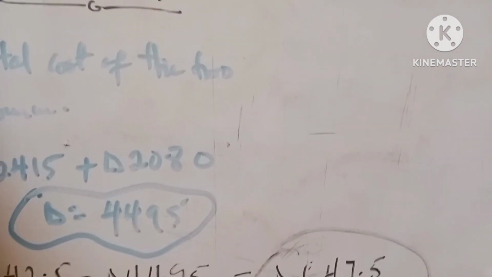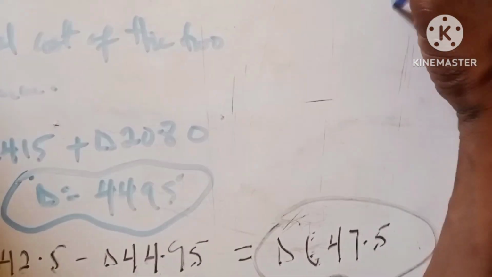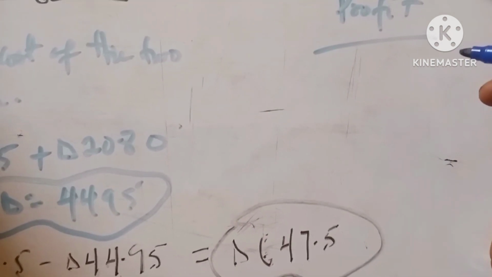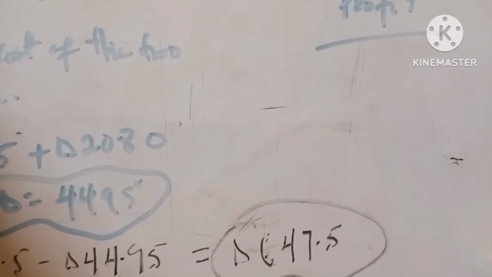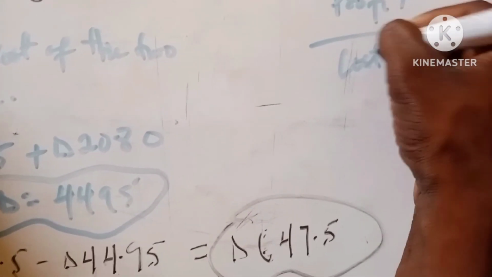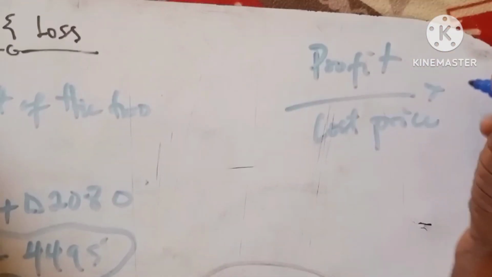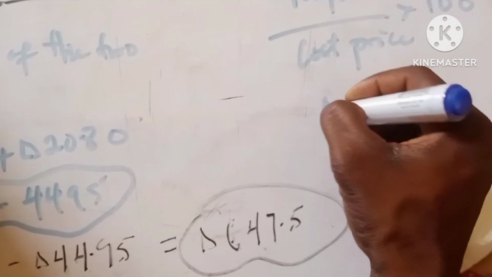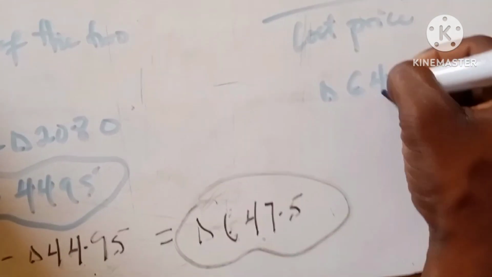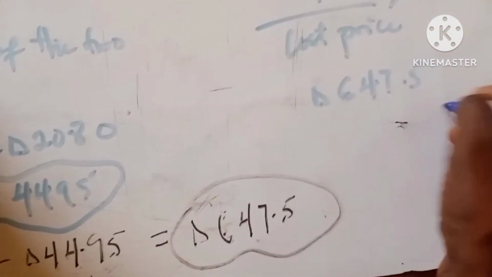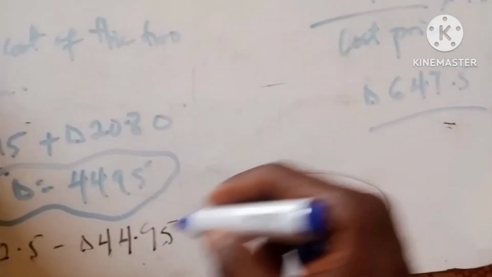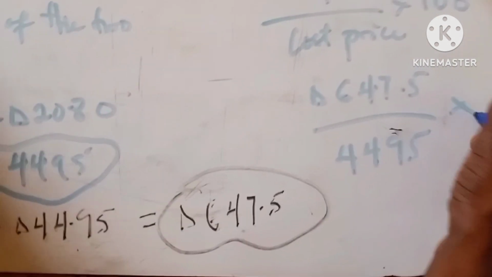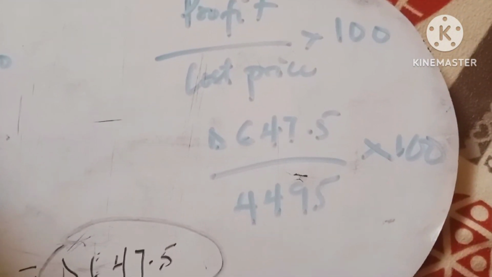So how do you determine the profit percent? That's what the question is asking here. So that is going to be the profit on what? The actual price, that is the cost price of the item. Is that okay? So that is how you determine the profit percent. The profit over the cost price, and then everything multiplied by 100, right? So that's going to be D647.5, and then everything over the cost price. So this is going to be our cost price, that is the 4495, and then multiplied by 100. Is that okay?